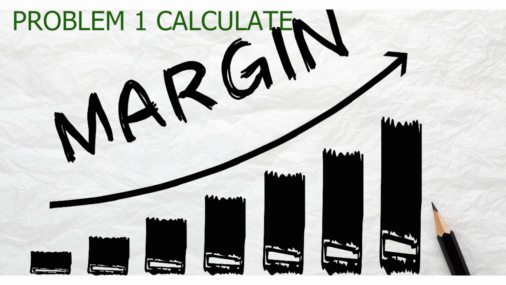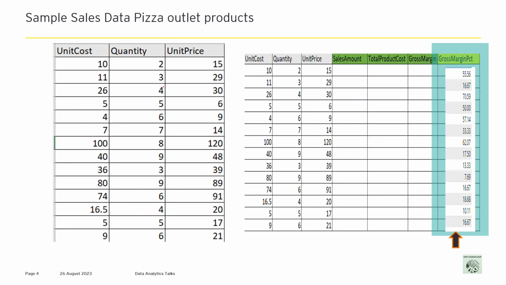The first problem is, as you are the data analyst of the global superstore, you need to calculate the gross margin percentage of your pizza outlet products. So you will ask me, do you have the data for that? Yes, I am going to provide you the data. This is a sample data. You can find the unit cost, quantity, and unit price. I hope you can arrive at the gross margin percentage using these three data points.